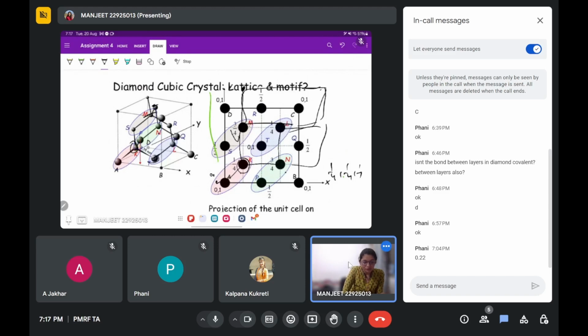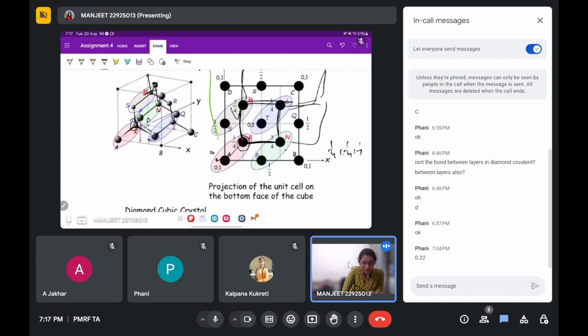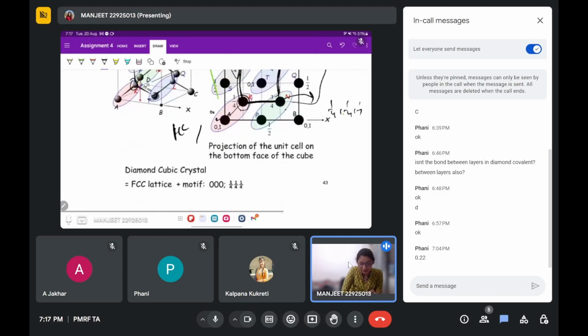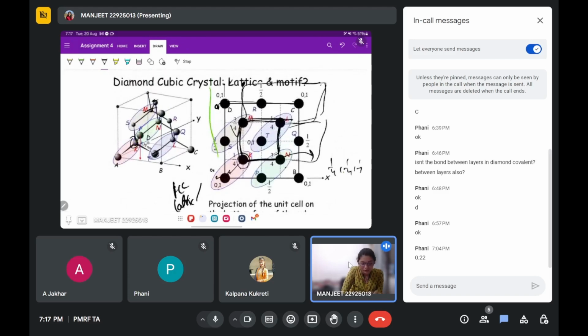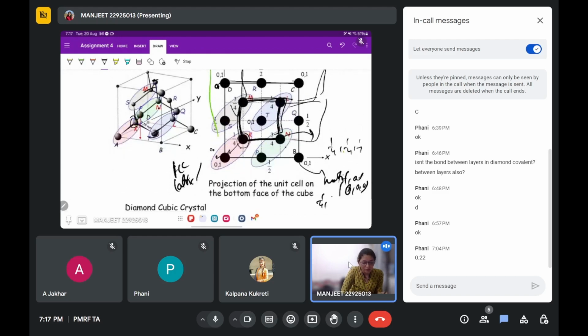For this lattice, if I draw this one, this is the FCC. The FCC is the lattice, and the motif exists at 0, 0, 0. And the motif also exists for this one, because here the center we are considering is at 1 by 4, 1 by 4, 1 by 4.